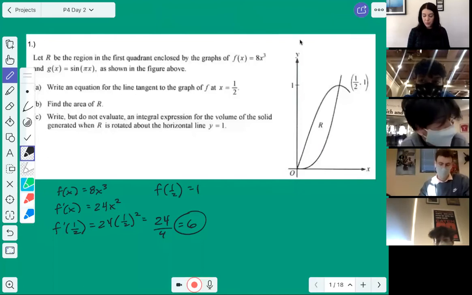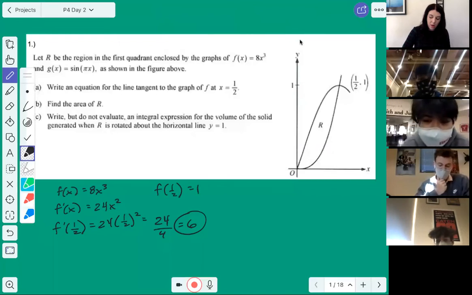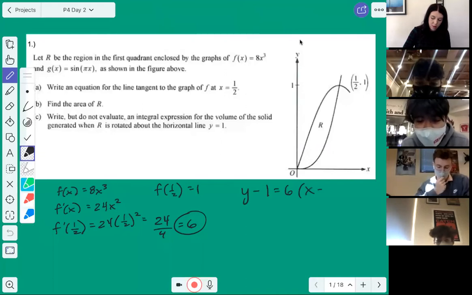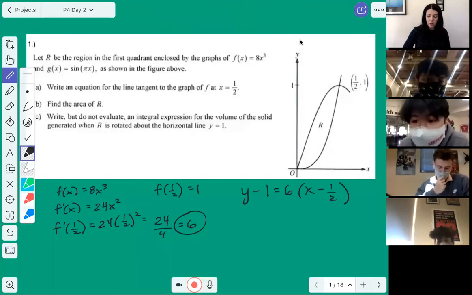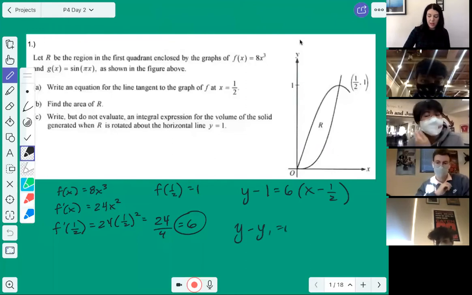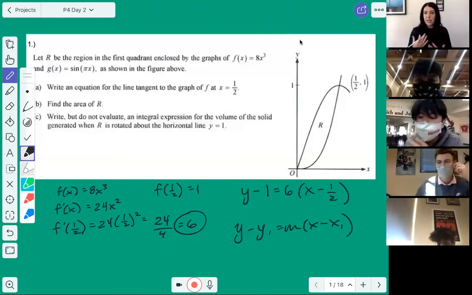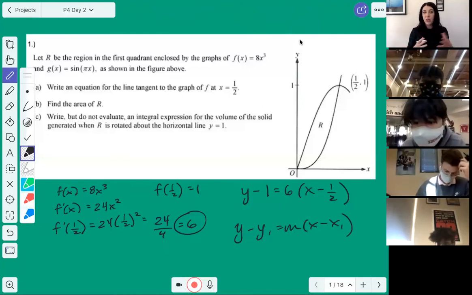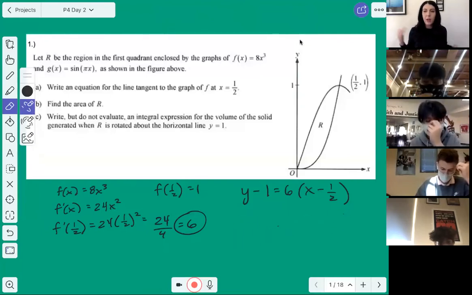Okay, what'd you do next, Drew? Then I plugged it into the point slope formula. So then I got y minus 1 equals 6 times (x minus 1/2). Fantastic job. And I would always recommend starting with y minus y1 equals m times (x minus x1) as your very first step, so that you know exactly what you're doing. Sometimes it's stressful, and then we solve for something like f prime of 1/2 and we think we're done. So make sure you know exactly what it is you're finding. Excellent job.